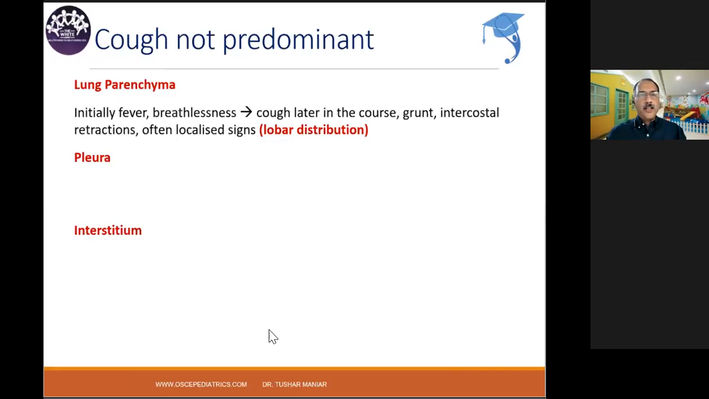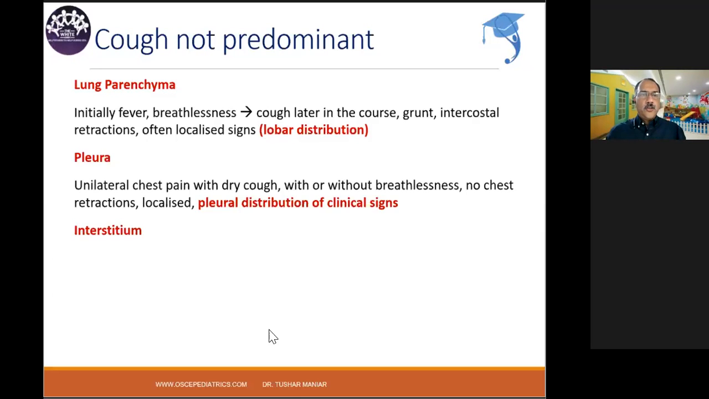As we said earlier, initially fever, breathlessness, and cough developed later in the course. There could be grunt, intercostal retraction, and signs which have lobar distribution. This is very important to differentiate between lung lobes of pleura follow a different pattern. So that helps you in deciding the anatomical localization of lung versus pleura. Unilateral chest pain with dry cough with or without breathlessness, no chest retraction, and pleural distribution would point towards a pleural condition. And how will an interstitial lung disease present?